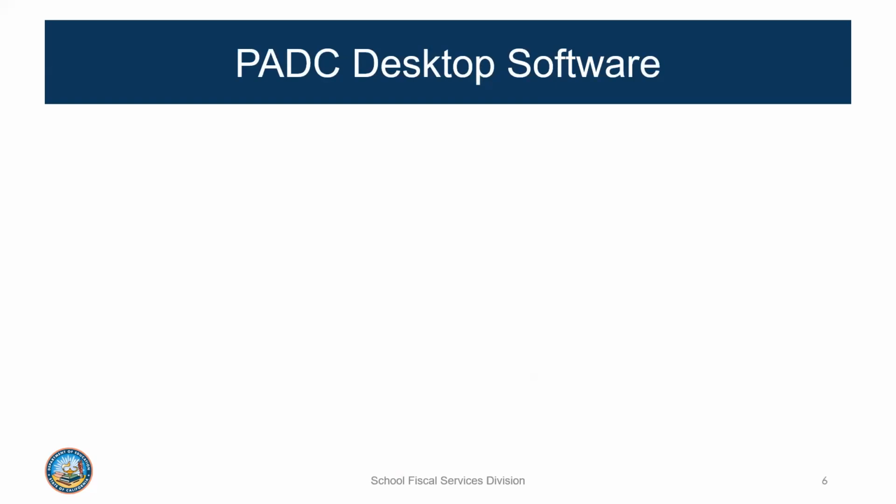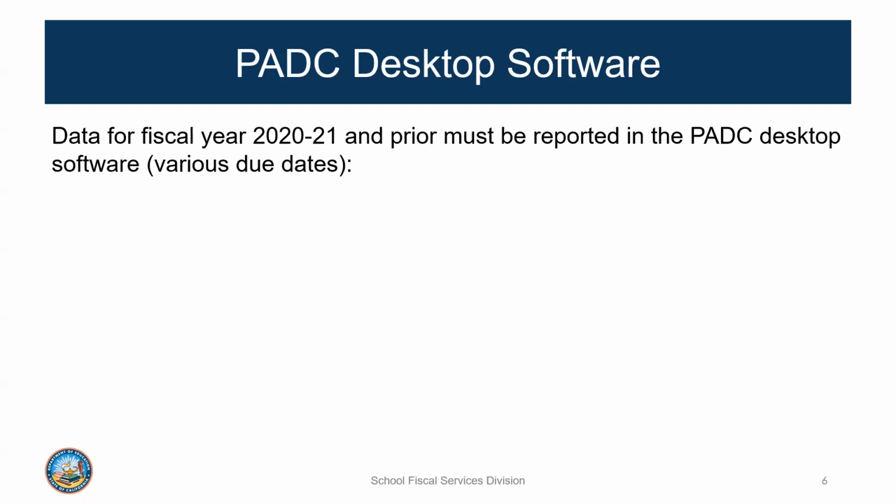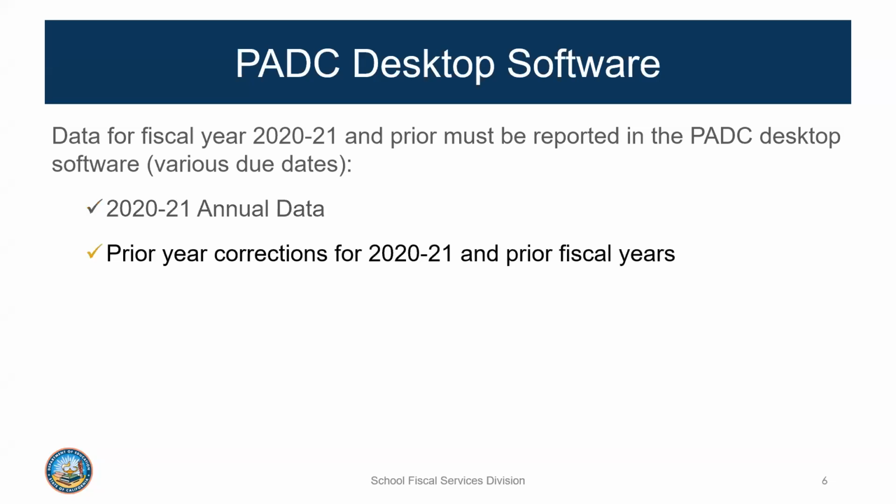Now, in addition to the deadlines we just went over, there will be prior year reporting completed in the quote unquote old way through the PADC desktop software. So that includes data for fiscal year 2020-21. The due dates vary. Please monitor our website for those due dates. But in general, what we're talking about is 2020-21 annual data and prior year corrections for 2020-21 and prior fiscal years.